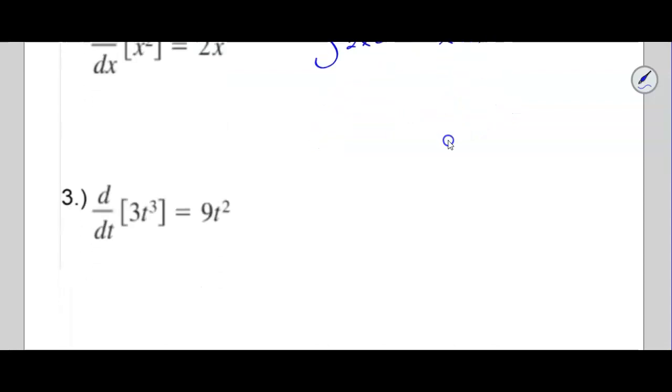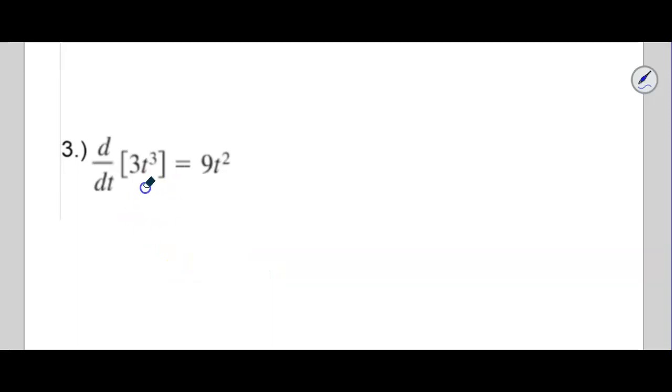Okay. And last one, write this in integral notation. So the derivative with respect to t is 3t squared. Oh my gosh, 3t cubed. And we know that the derivative of this, 3 times 3 is 9, reduced by 1 to 2. That's the derivative. Now for the integral, we're going to say that the integral of 9t squared dt equals, and you undo this, okay?